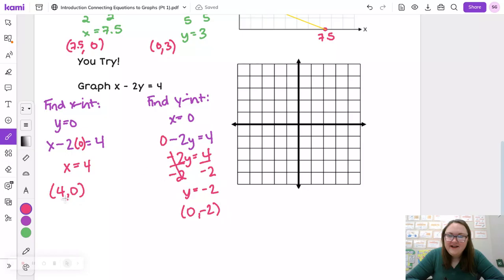4, 0 is going to be 4 on my x, 1, 2, 3, 4, so that point right there. And then my y-intercept at negative 2 would be down here at negative 2. I've got 2 points now, so now I can see exactly where our line is. And we've got our graph there.